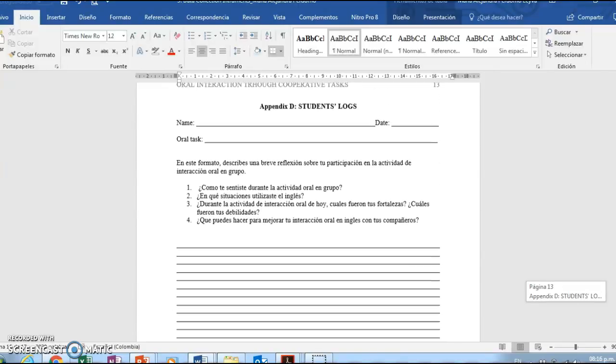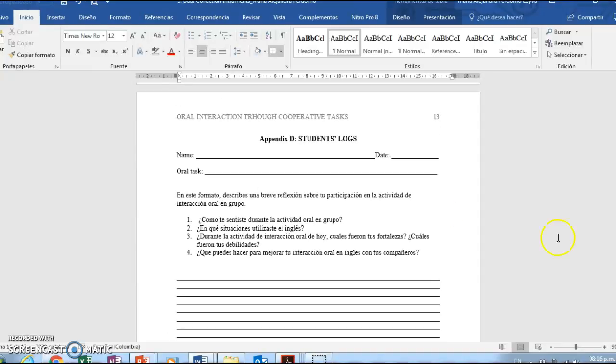I forgot to mention the appendix and the students' logs. This is also an observational instrument. In these students' logs, students are going to describe first their feelings during the oral activity. What I mean here is that I want to know what their attitudes and their emotions were while performing the activity.